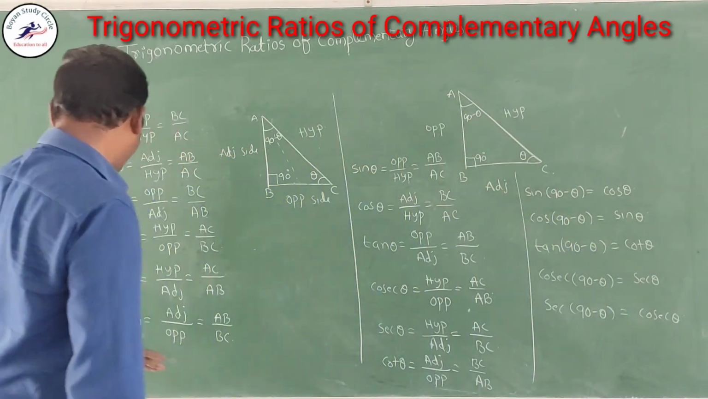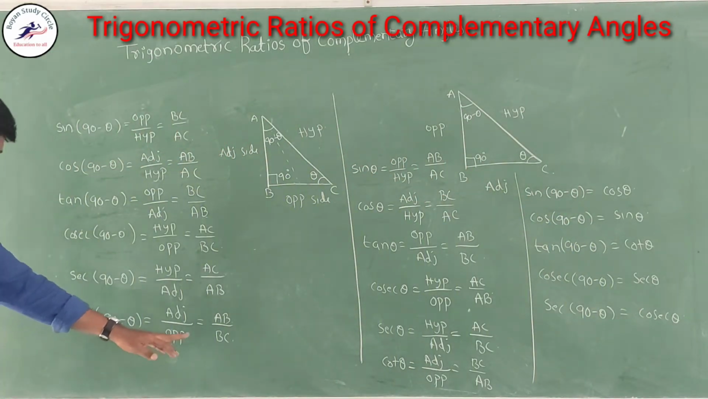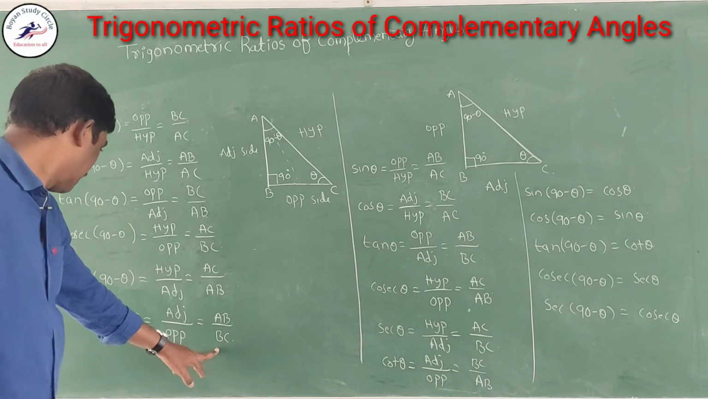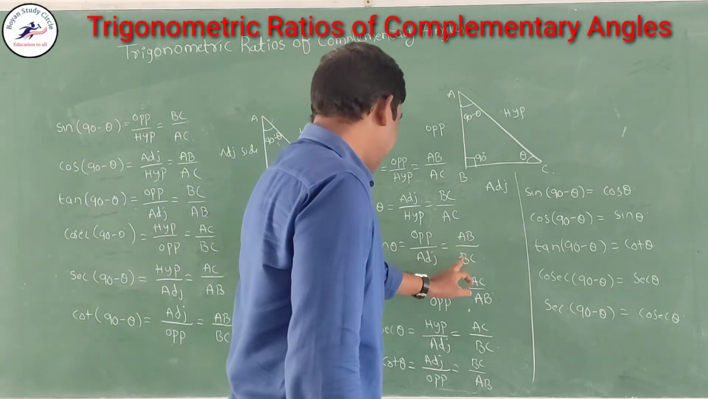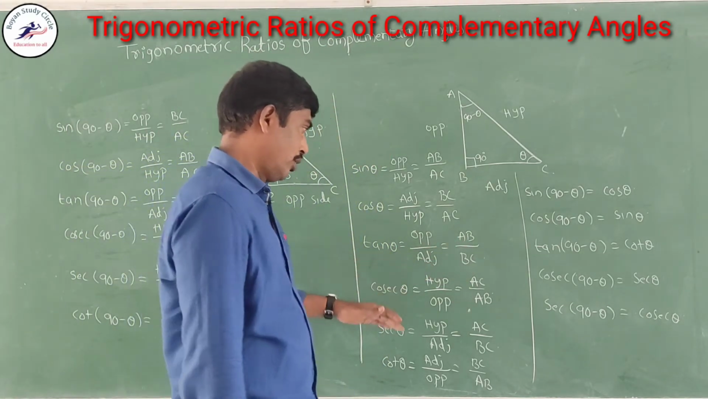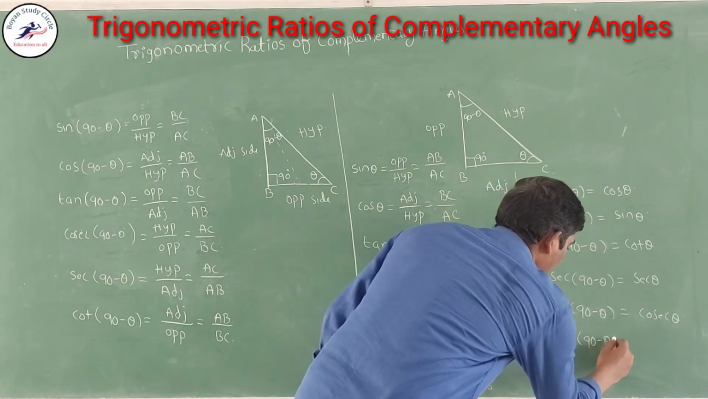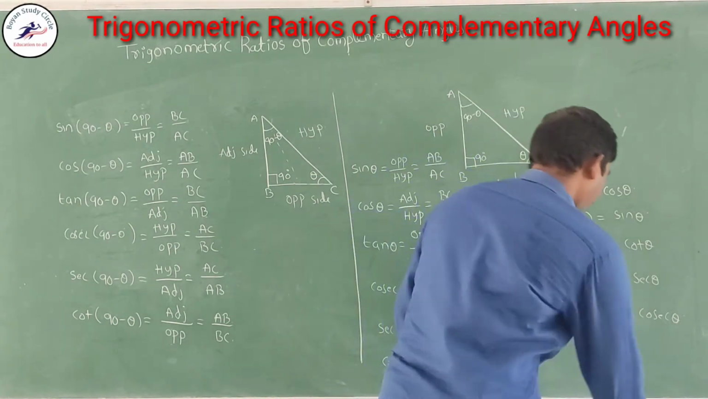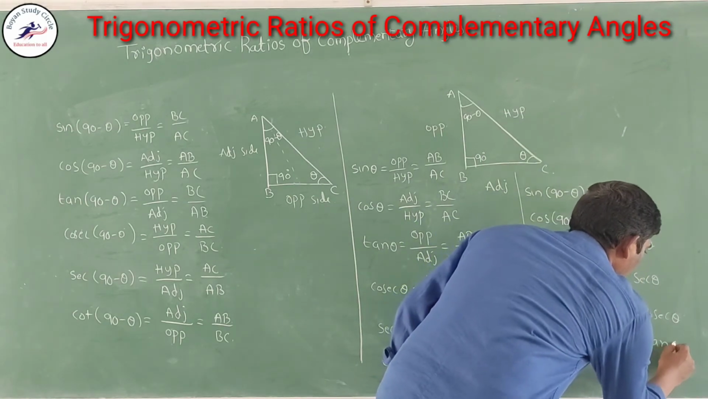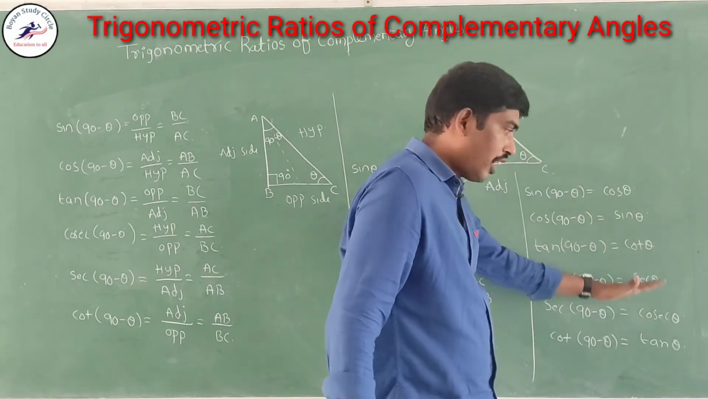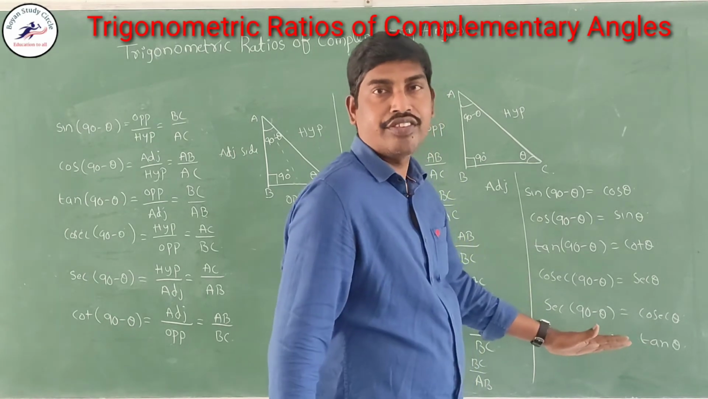Next one, the final one, cot of 90 minus theta is AB by BC, so that is tan theta. Therefore cot of 90 minus theta is equal to tan theta. So these 6 are the complementary angle relations.